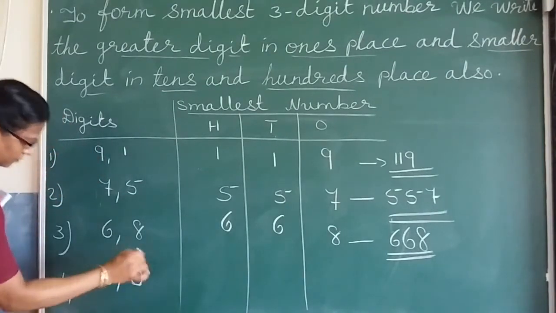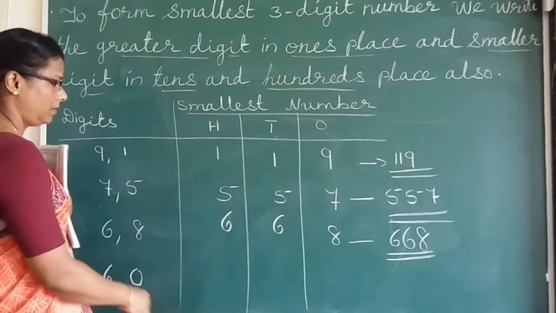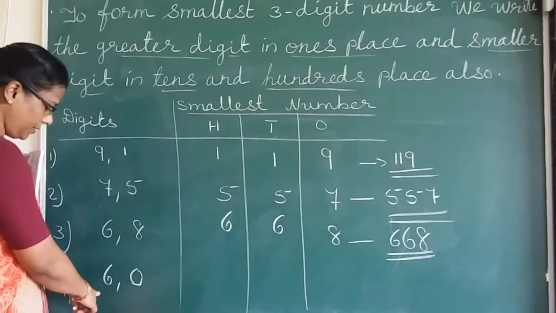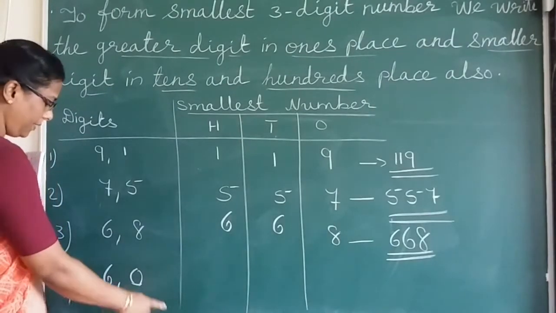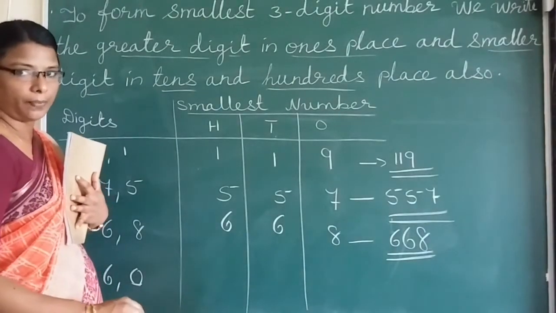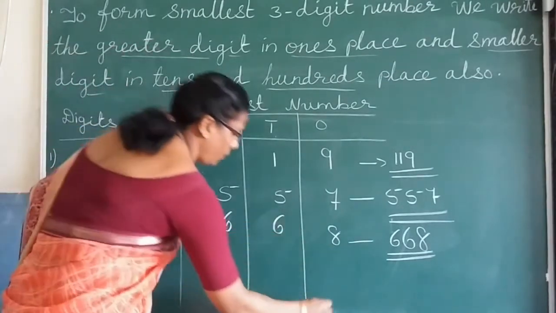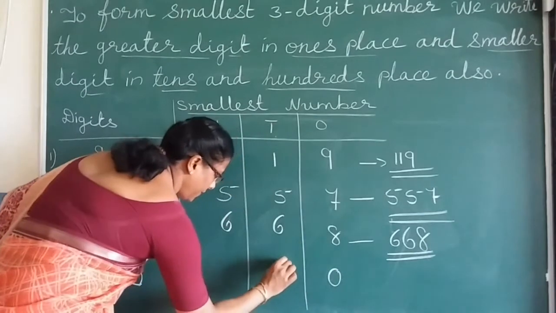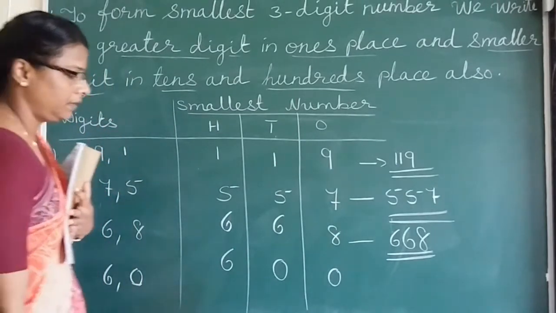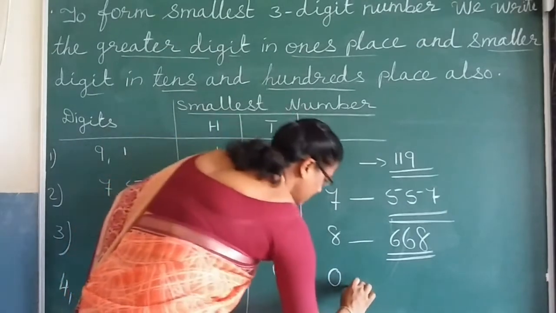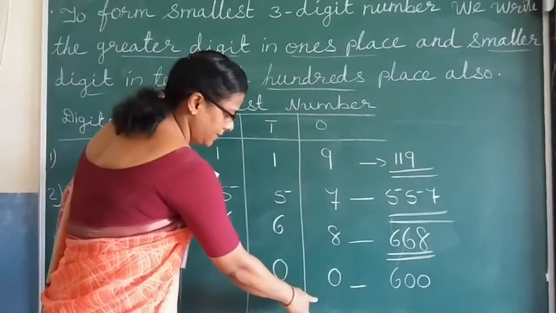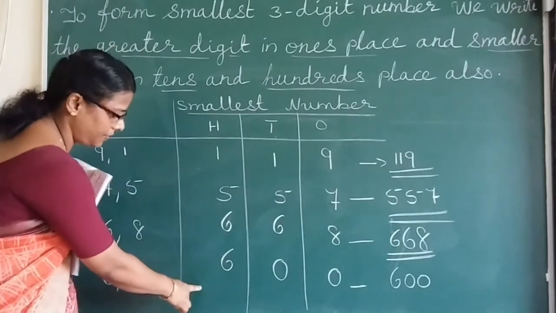One more example. 6 and 0. Here, the greater digit is 6, the smaller digit is 0. If one of the digits is 0, we write 0 in ones place and tens place also. 6 write in hundreds place. Thus we got 600. 600 is the smallest number.